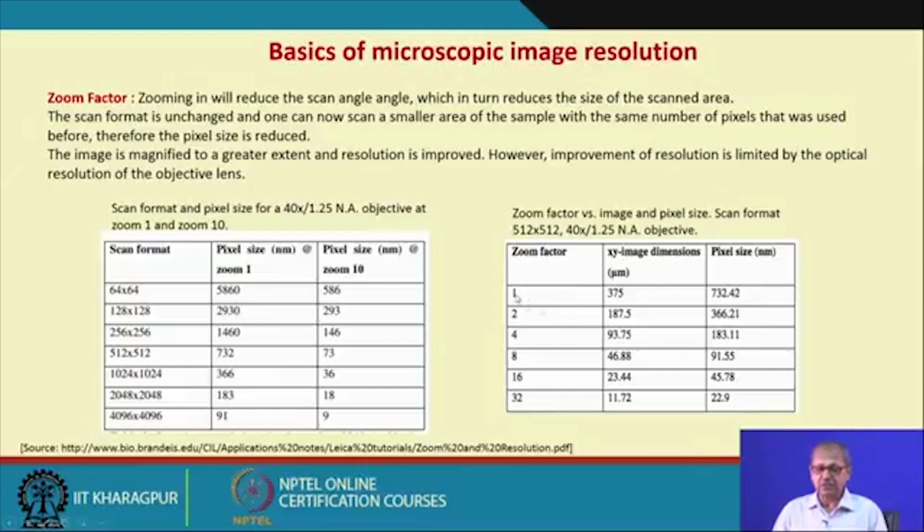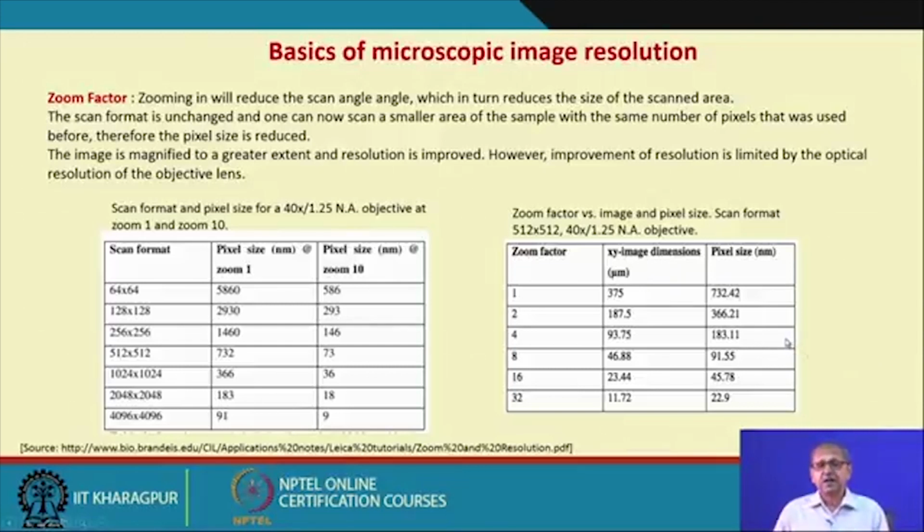So, zoom factor is 1, XY image dimension 375 micrometer, and your pixel size is 732 nanometer, whereas if your zoom factor is 32, then XY image is 11.72 micrometer and pixel size is decreased to 22.9 nanometer.